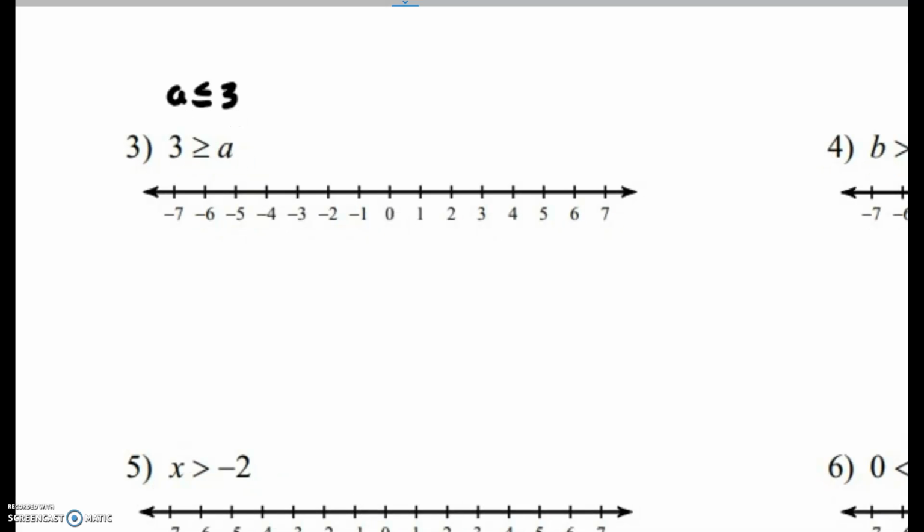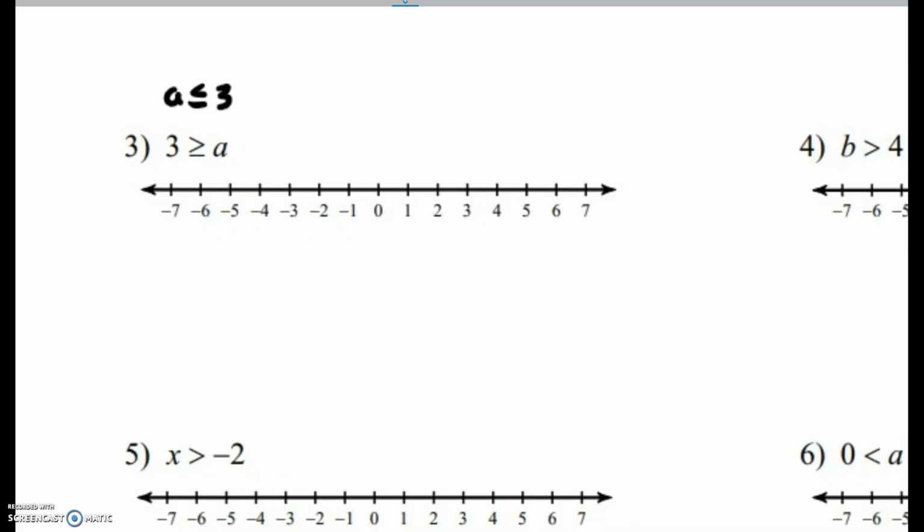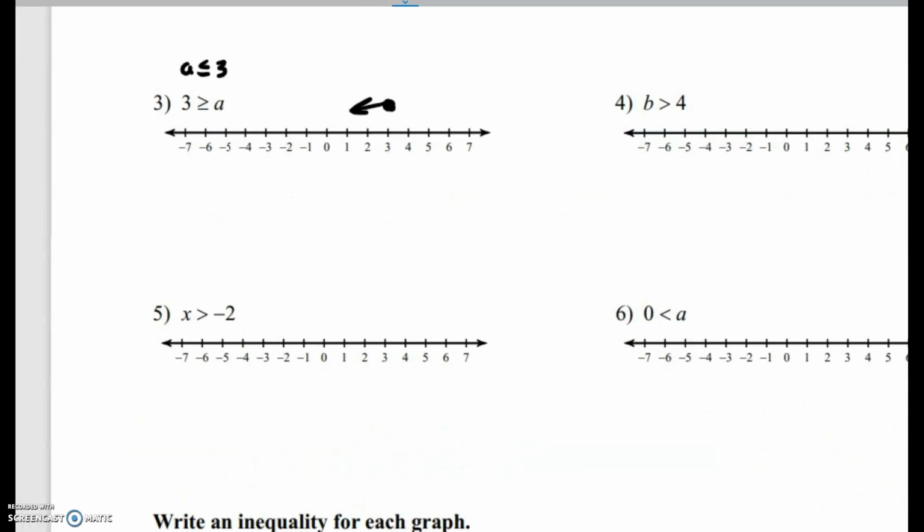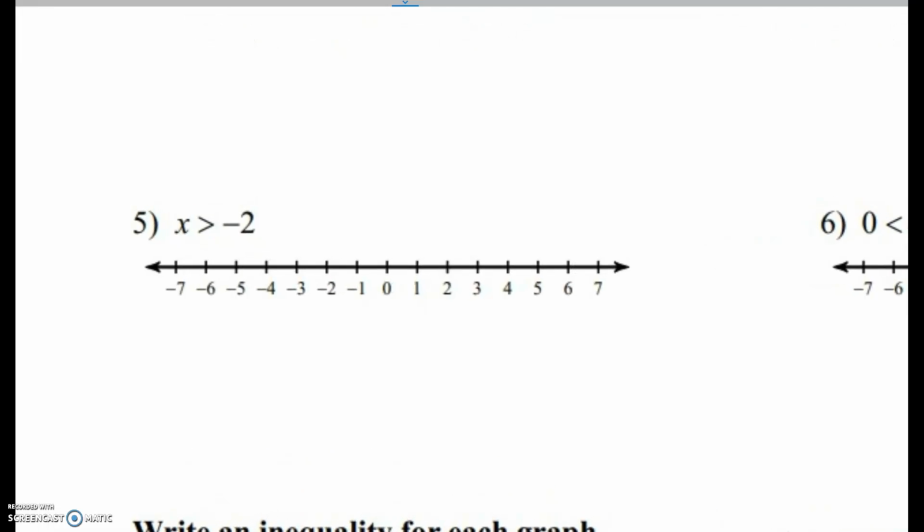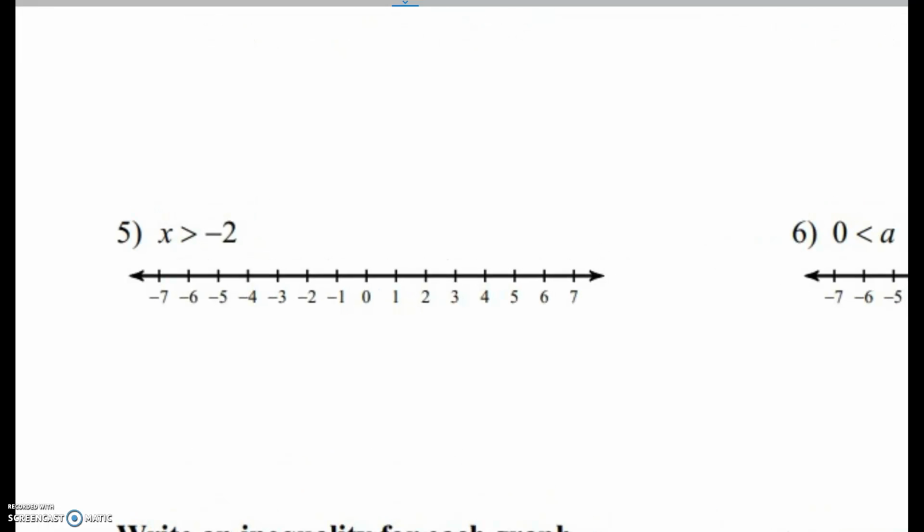All right, so I want to graph A is less than or equal to 3. I'm going to go to 3. I'm going to put in a filled in circle because it is equal to as well, has the line underneath it. And then less than, all numbers to the left would be less than. All right, number 5. X is greater than -2. I'm going to go to -2. This time I'm putting an open circle because it does not have the equal to. And then all numbers greater than -2 are to the right of -2.